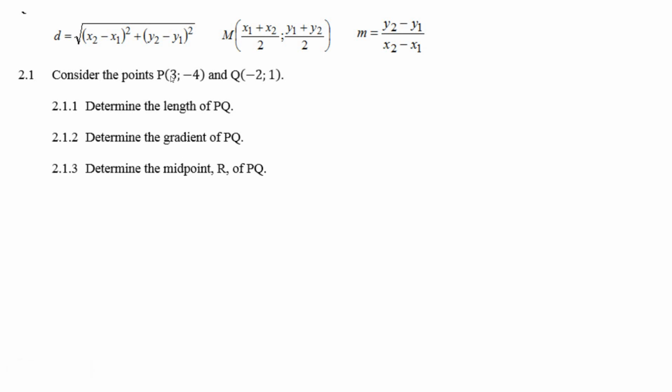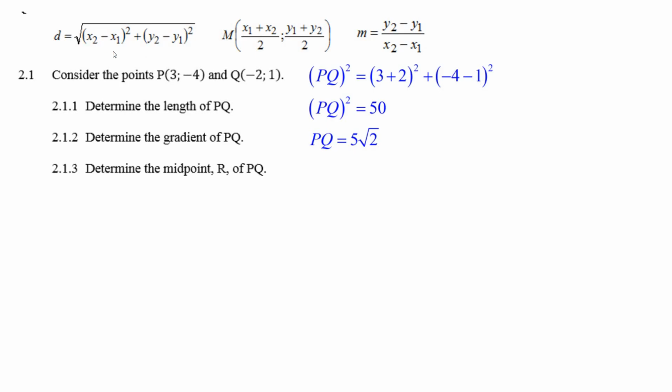Okay, let's try these questions. They're pretty straightforward. They give you the three formulas you've got to use, and then they ask you to do the three things. First, determine the length of PQ. I don't like the formula like this. The distance is PQ. I like to go PQ squared, and then I don't have to worry about a square root thing until the very end.